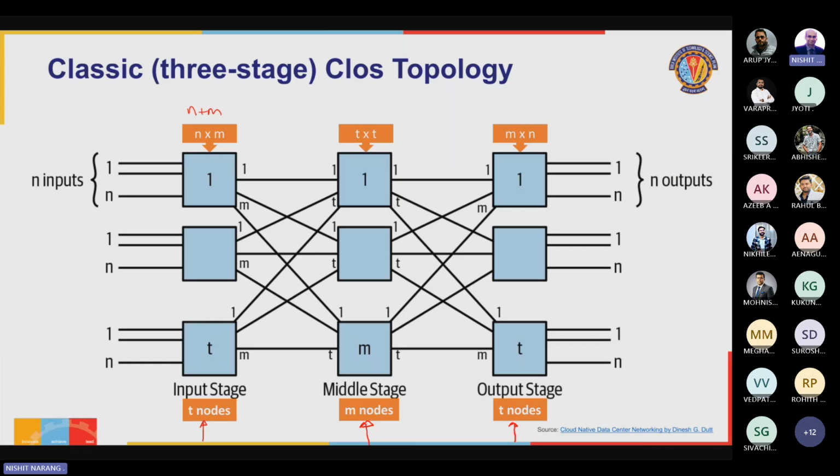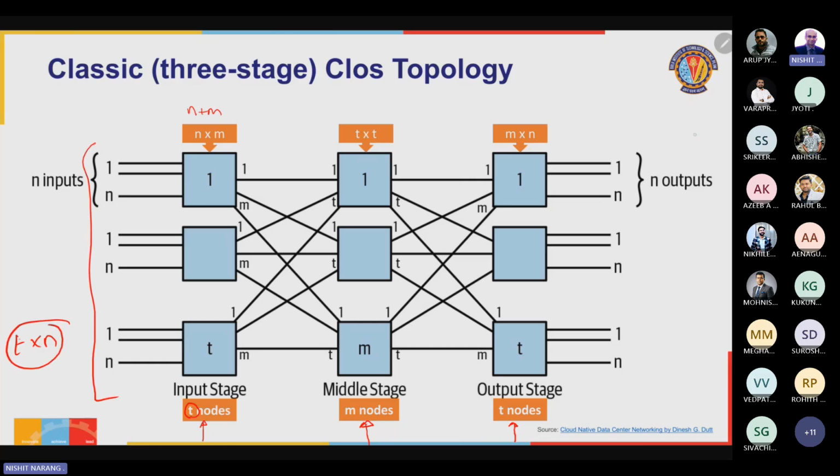And then the output stage is the reverse of the input stage. It's an M cross N. Right? So once again, it can take in M inputs and connect to N outputs. Now, if you look at this topology that we've created, a three-stage network with an input stage, a middle stage, and an output stage, how many inputs in total do I have? If I have T nodes, I have T cross N total telephones on the input stage. Correct? That's T cross N.